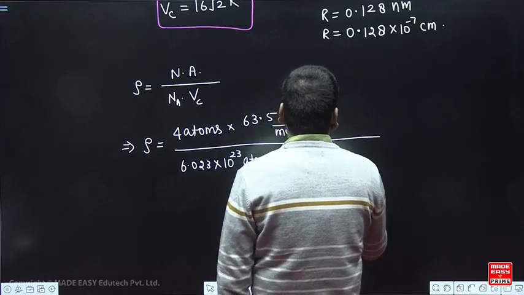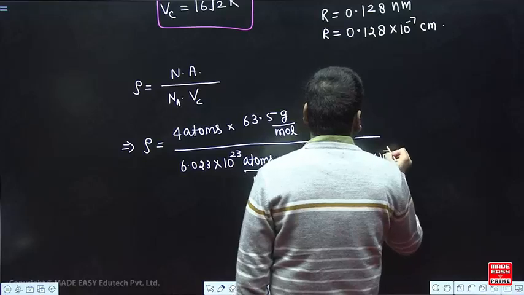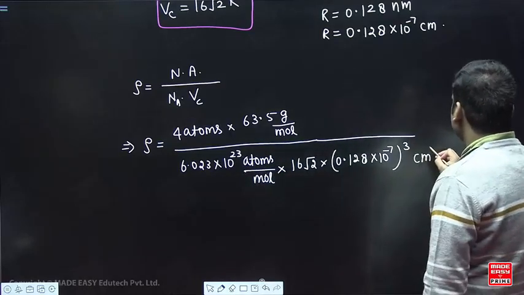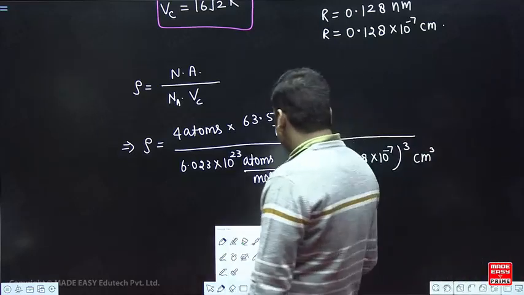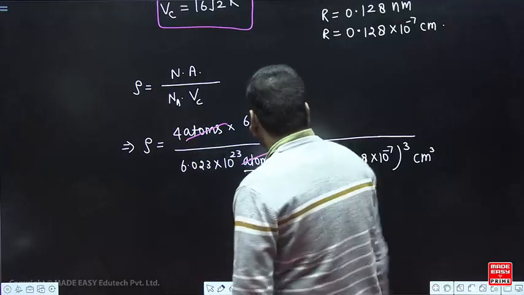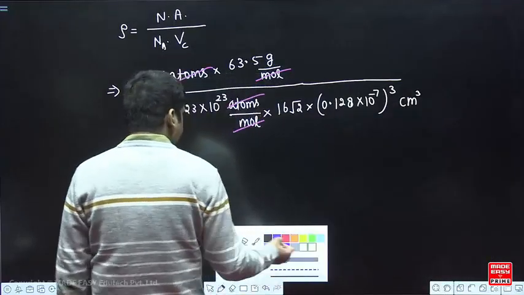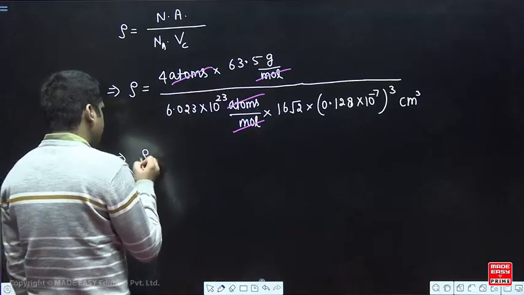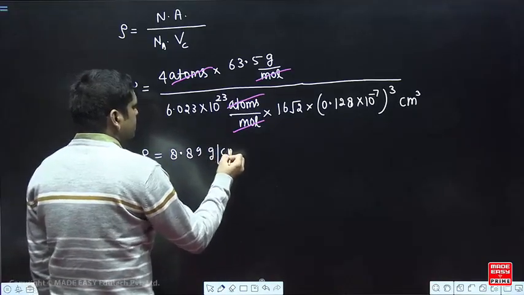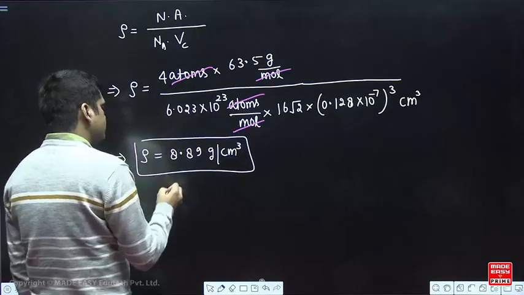16 root 2 r cube, and r is 0.128 into 10 to the power minus 7, cube. This is centimeter cube. You simplify all these things, mole will get cancelled, atoms will cancel, you will get gram per centimeter cube. On solving it, rho is coming out as 8.89 gram per centimeter cube. This would be the answer for the density of copper.